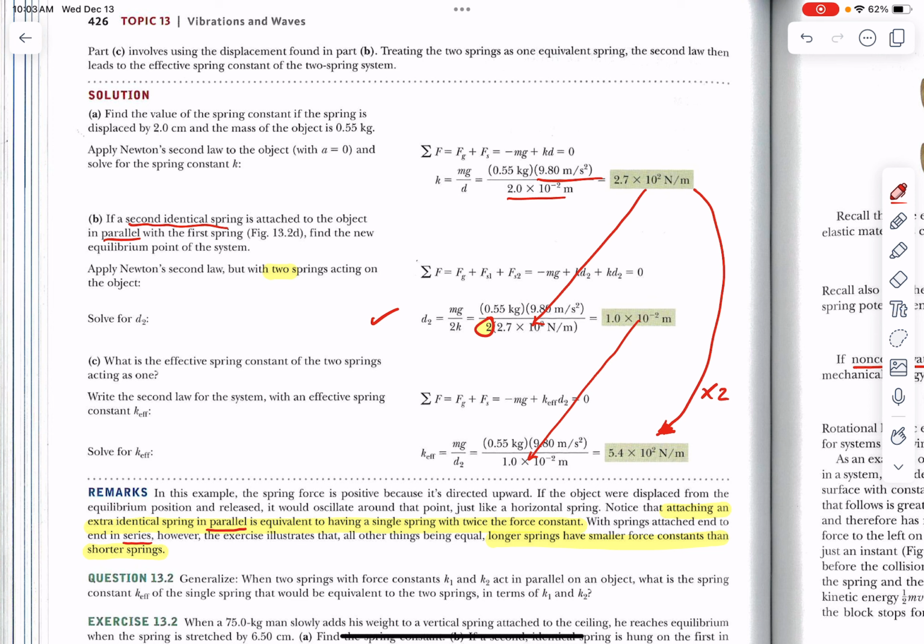Now we can solve for the new distance that is going to be stretched. And you can see that this distance is half of this distance right up there, because we have two springs that are sharing the load, if you will. And then if we take this value down to problem number 3, what is the effective spring constant of the two springs acting as one? And the effective spring constant then, if this is the distance that both springs are stretched, each about a centimeter, you can see that my spring constant here is now doubled what it used to be, the effective spring constant of the two springs acting in parallel.